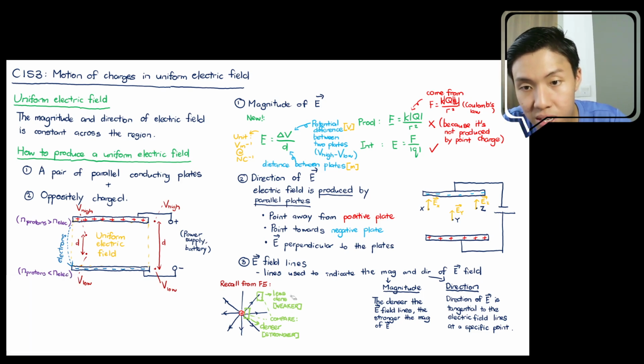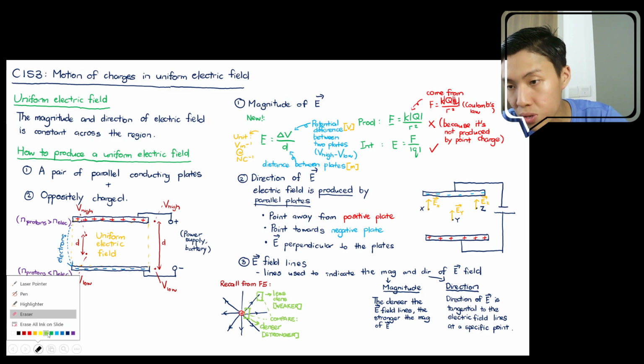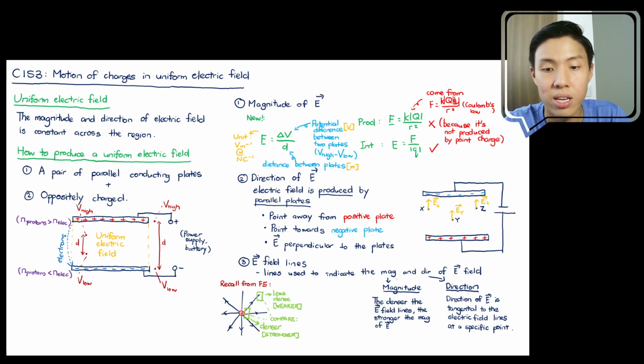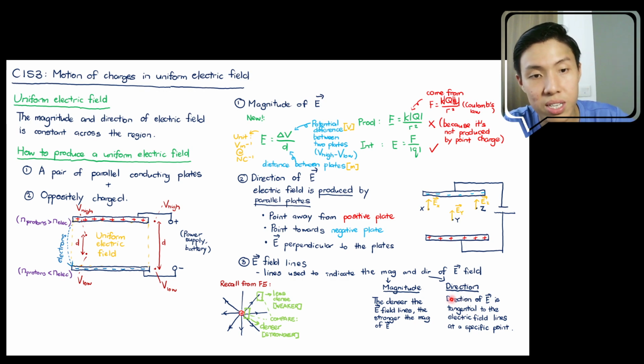Okay, I'm giving you an example from school so that I can relate it to what I want to discuss later. Okay, so the green one will be the magnitude. Right now let's talk about direction. We say the direction of electric field is tangential to the electric field line at a specific point.